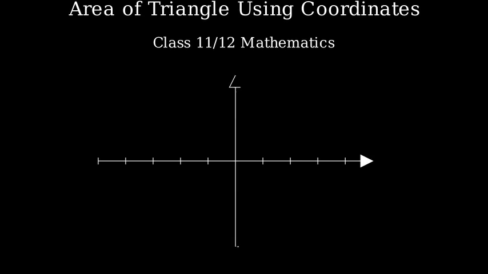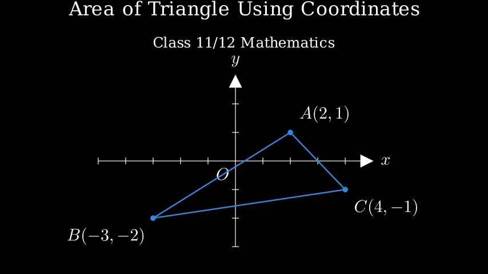In a Cartesian plane, we represent any point using an ordered pair (x, y), where x is the horizontal distance and y is the vertical distance from the origin. A triangle is formed by connecting three distinct points in this plane.